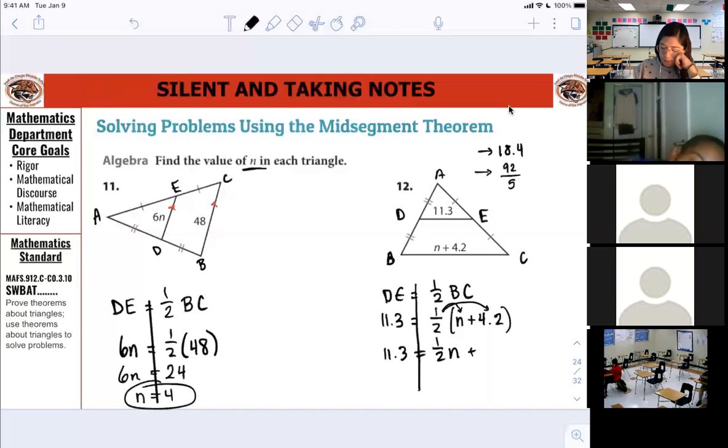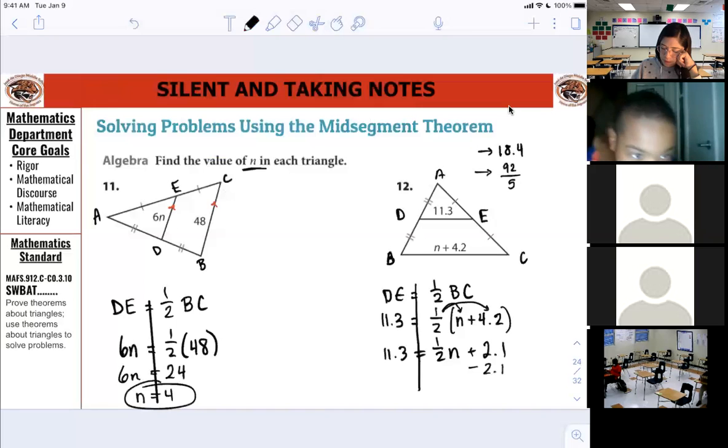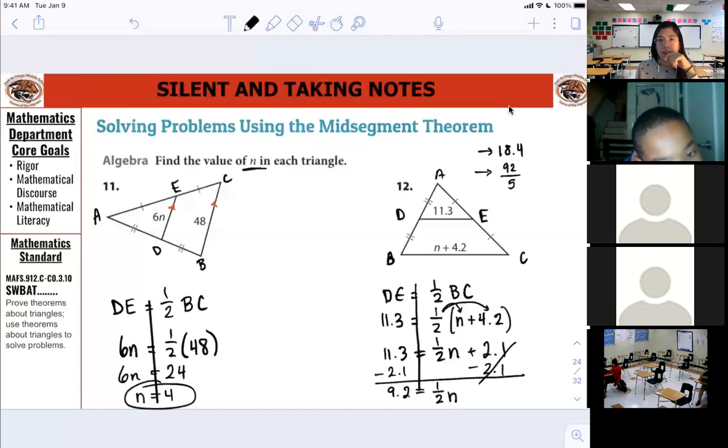2.1. Easy. Now what do I do to both sides? Subtract. Subtract what? 2.1. What's 11.3 minus 2.1? 9.2. So 9.2 equals 1/2 n. But now what do I have to do?